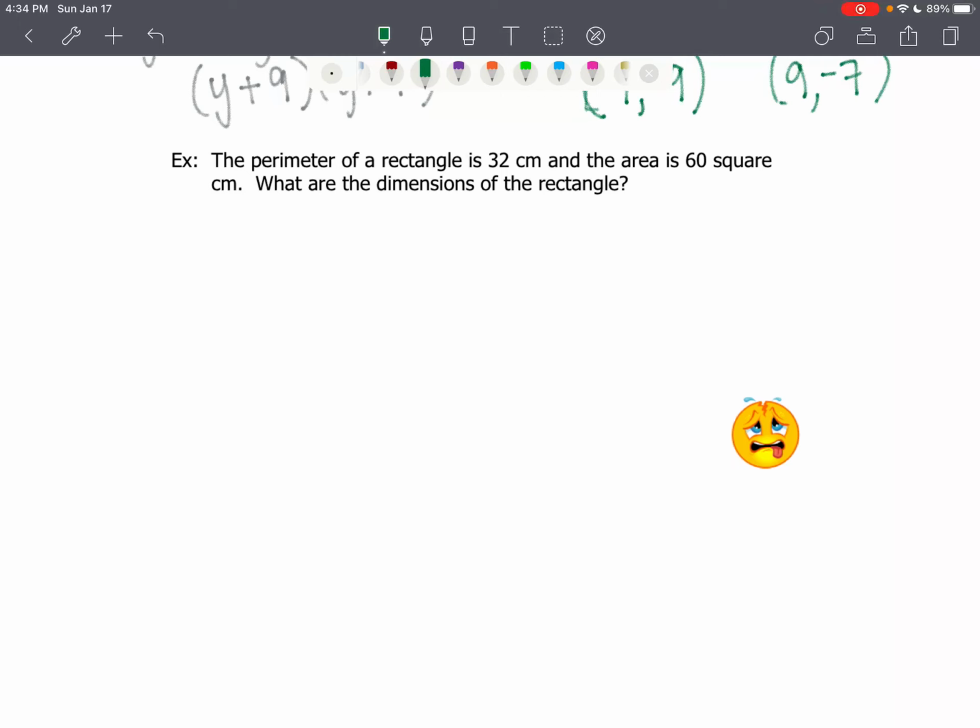Okay, the perimeter of a rectangle is 32 centimeters and the area is 60 square centimeters. What are the dimensions of the rectangle? Two pieces of information here. We've got the perimeter is 32 centimeters, the area is 60 square centimeters, and we want to know the dimensions of the rectangle.